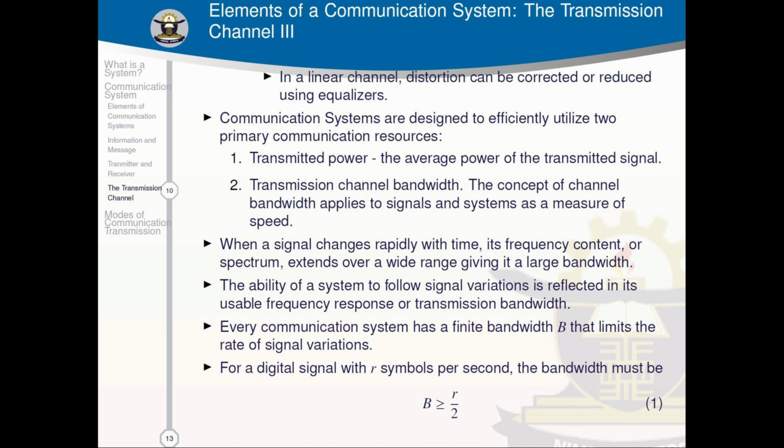The concept of the bandwidth applies as a measure of speed of the signals transmitted within the channel. And every communication system has a finite bandwidth that limits the rate of signal variation within it. And for a digital system with R symbols per second, the bandwidth is given as equation 1, that is B is greater than or equal to R over 2.